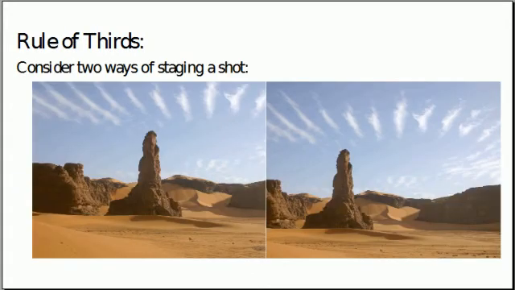And if you consider these 2 ways of staging a shot, you stage this landscape with this big rock right in the middle or slightly off to the side, you'll see that this is more visually satisfying. So this view here on the right is observing the golden mean, and this view here on the left is not.